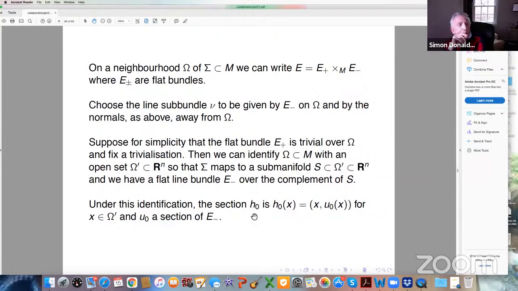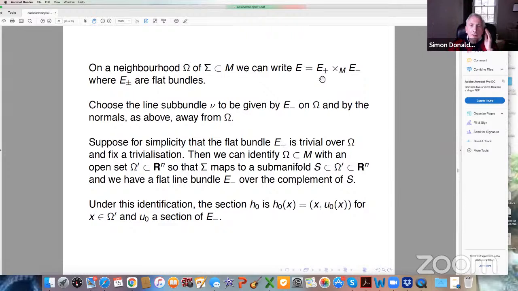So let's explain this. Well, that's a bit hard. If we work locally around sigma, then we have a subbundle of our bundle given by the reflection. If we take a loop going around sigma, that defines this reflection, which picks out a one-dimensional subbundle of our given bundle. And we can take the complementary one, say E plus.